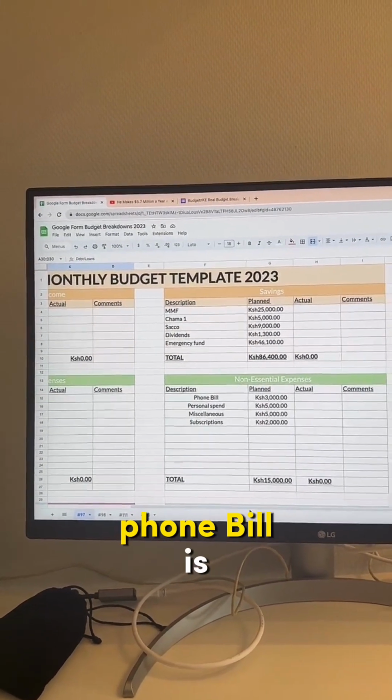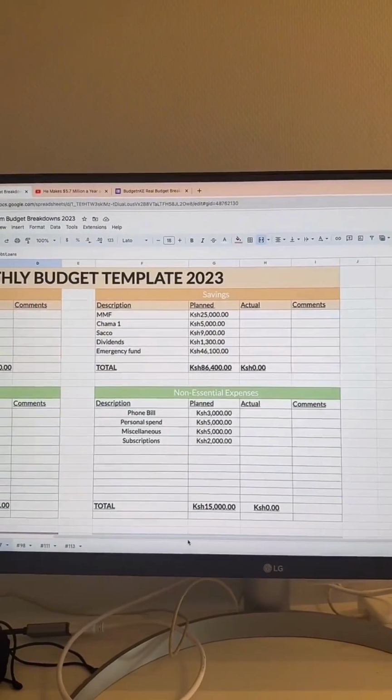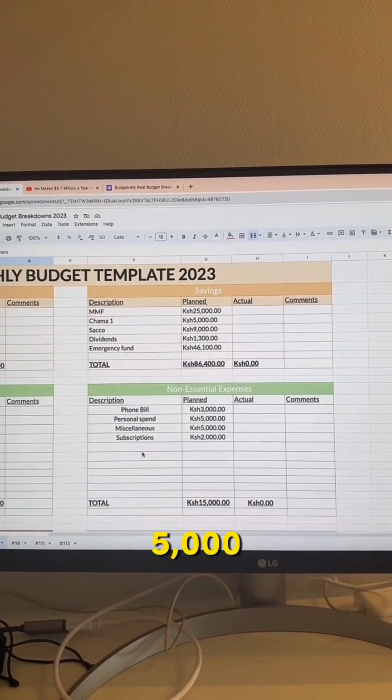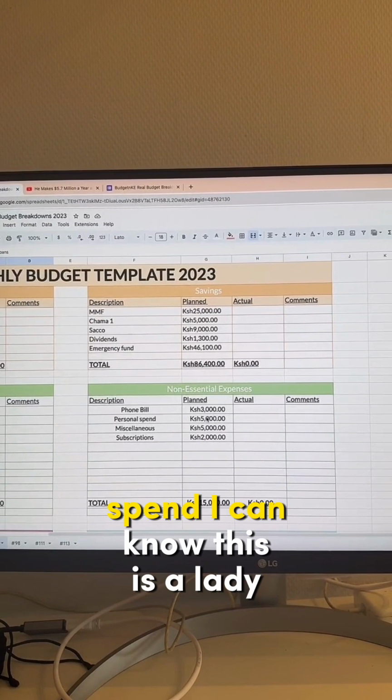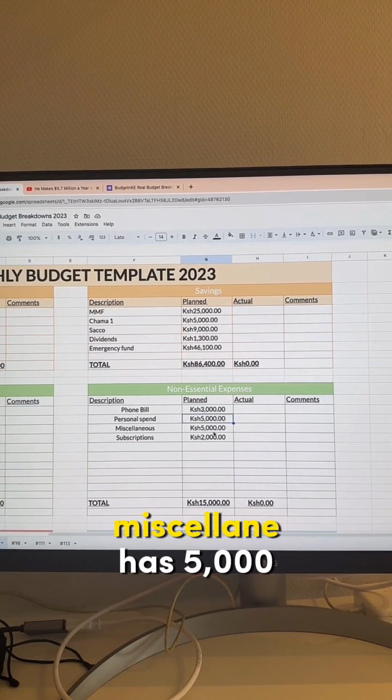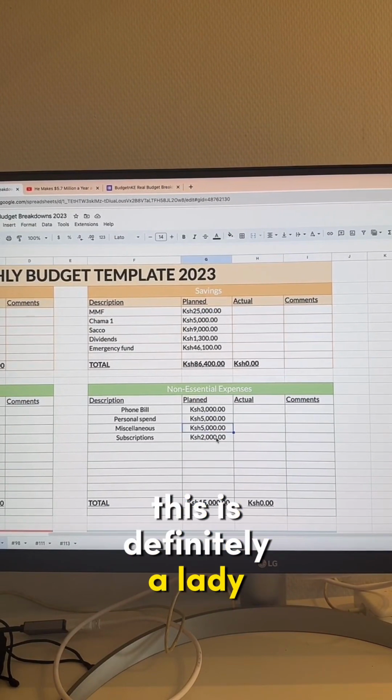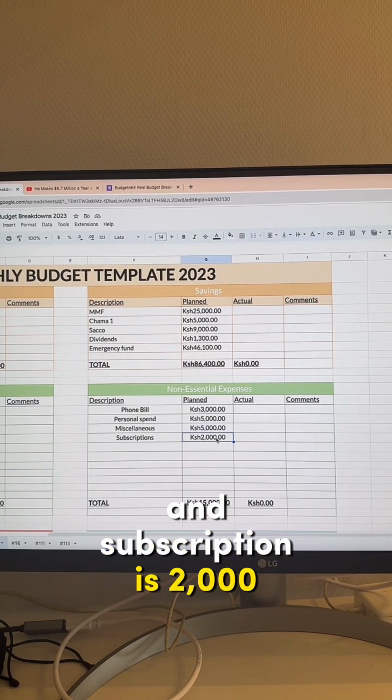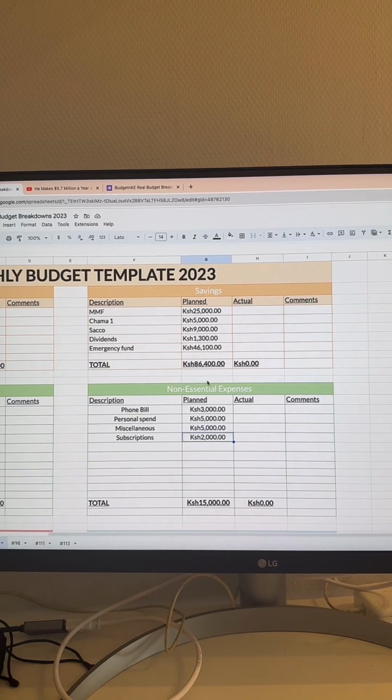Phone bill is 3,000. Personal spend is 5,000. From even the personal spend, I can know this is a lady. Miscellaneous 5,000. This is definitely a lady. And subscription is 2,000.